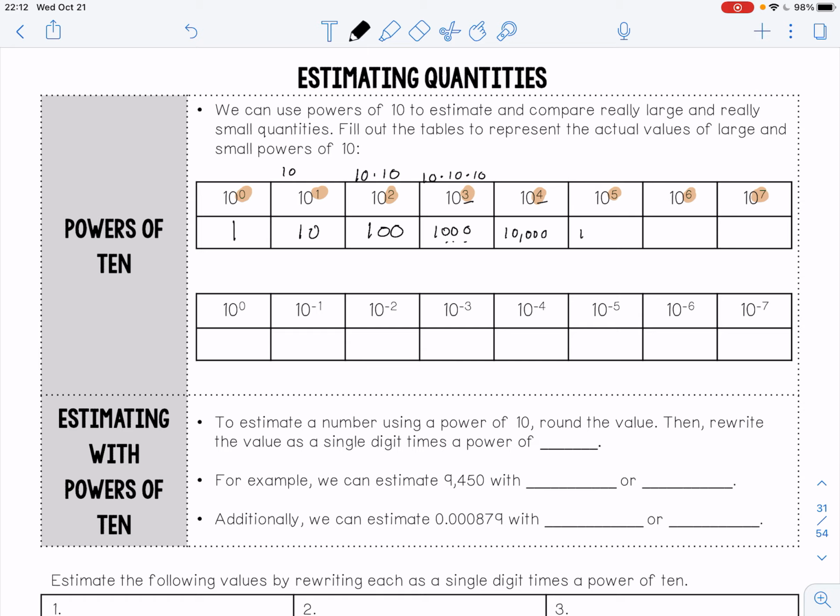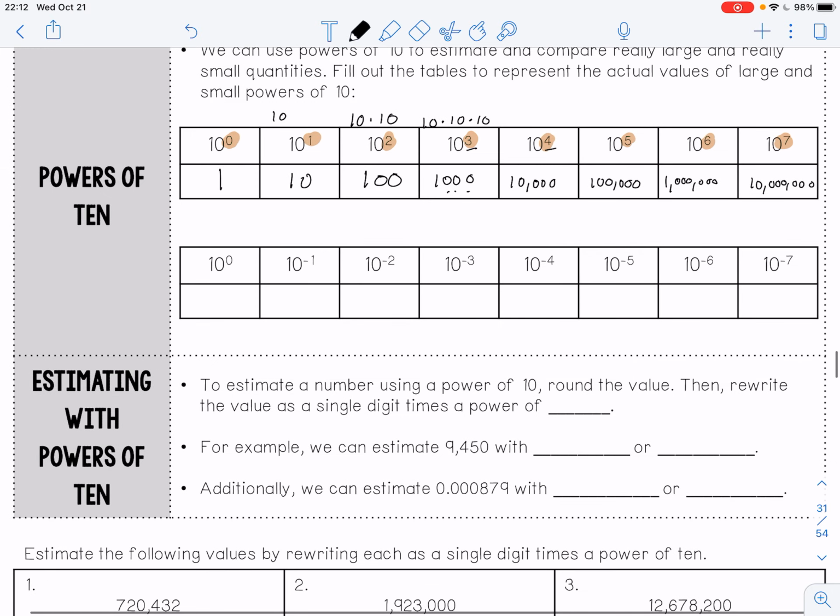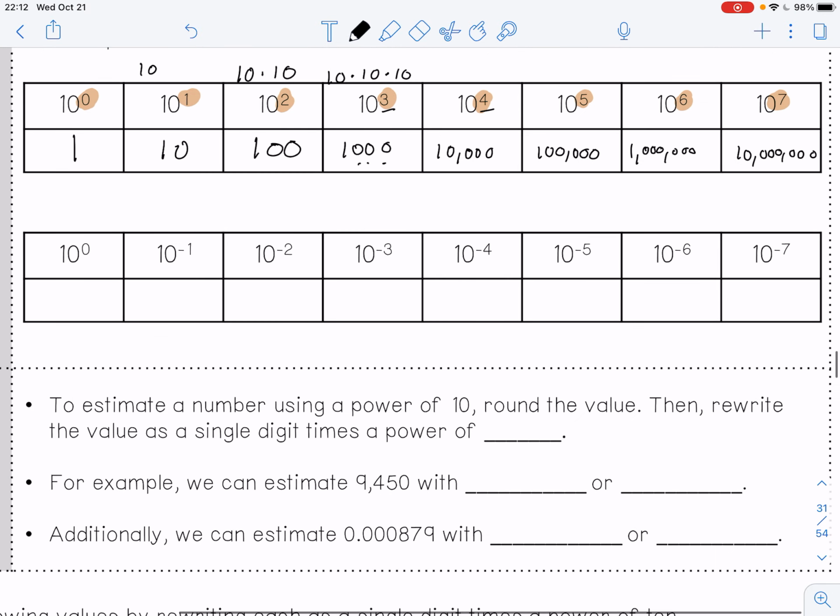10 to the fifth power must be 100,000. 10 to the sixth power must be 1 million, and 10 to the seventh power must be 10 million. Like that, which should be what you're pretty used to. And by the way, this is where our decimal system comes from. It's all based on powers of 10: the ones place, tens place, hundreds place. So that's where that all comes from.